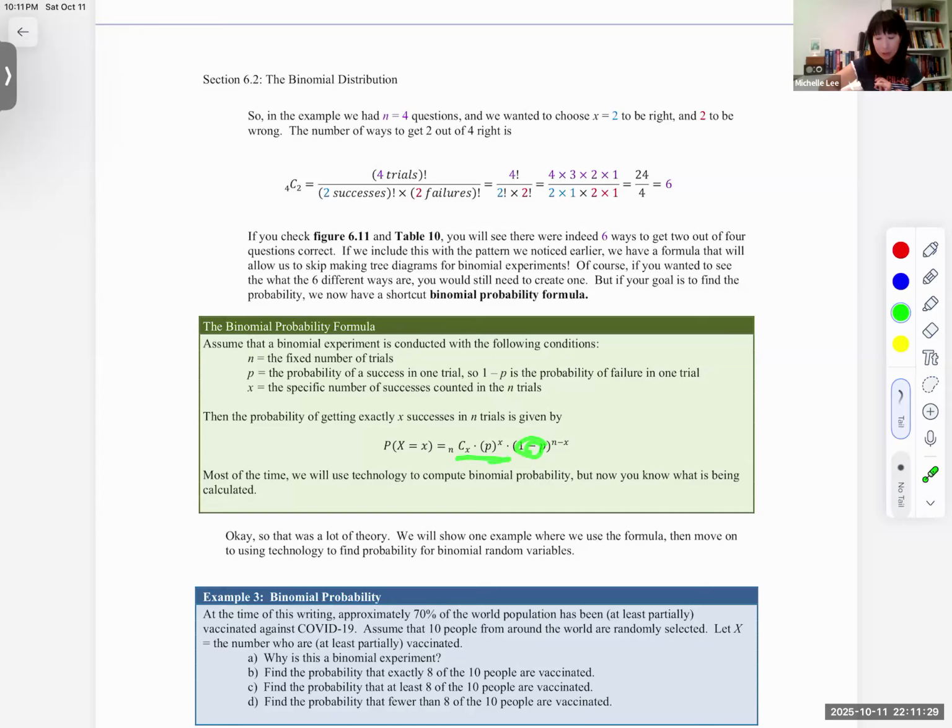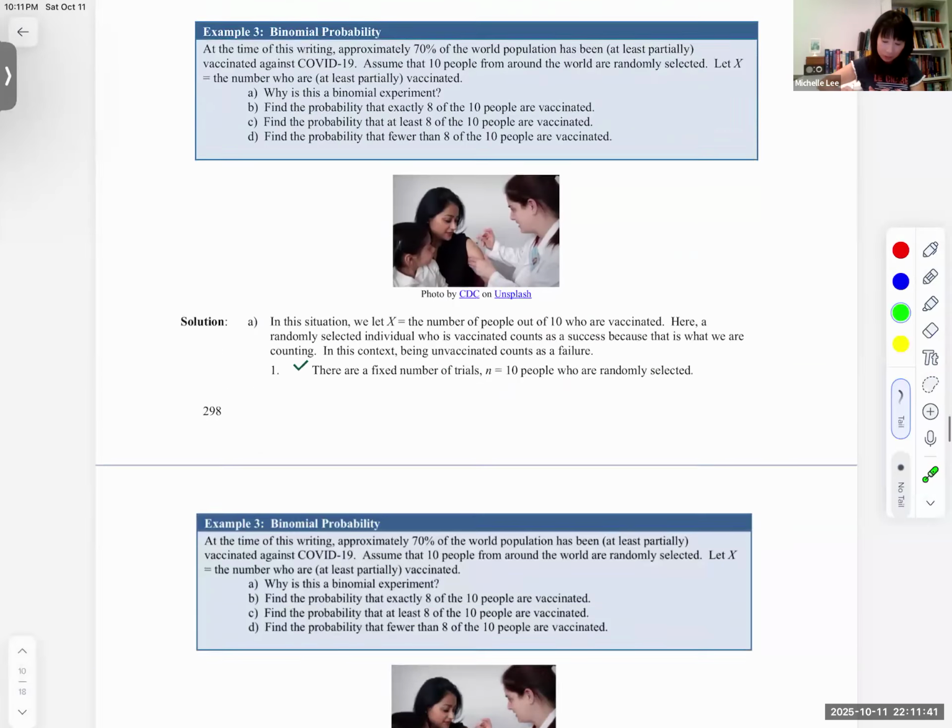Remember we had the earlier pattern of the formula, and then they found a formula like that. Okay. So let us do an example here.